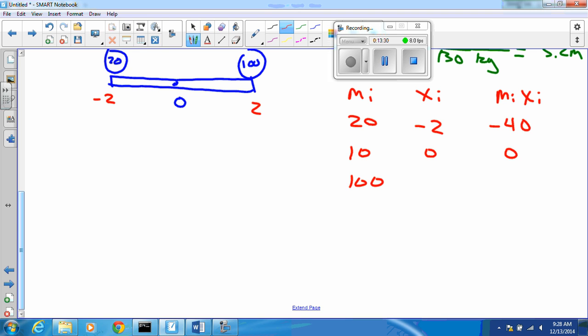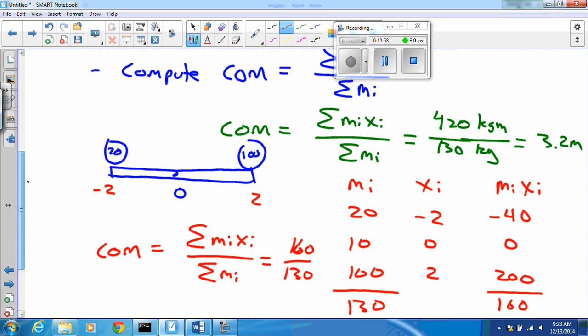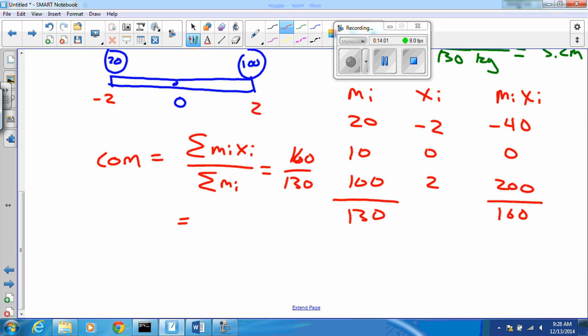So mi times xi is -40. The seesaw is at 0, giving us 0. And the father is at +2, giving us 200. And when we add up, we still have the same sum of masses, which is 130. Now we have 160 as our sum of mi times xi. And the center of mass is sum over sum, or 160 over 130, which turns out to be 1.2 meters.